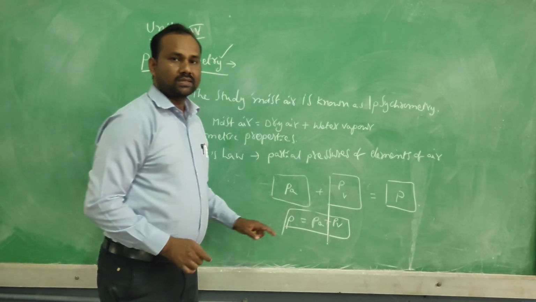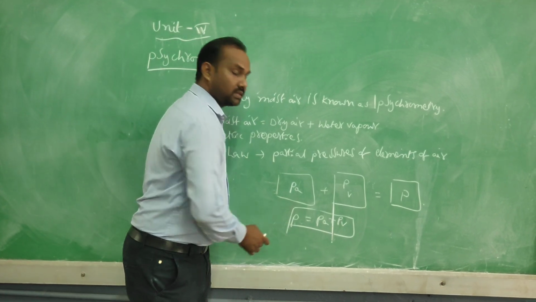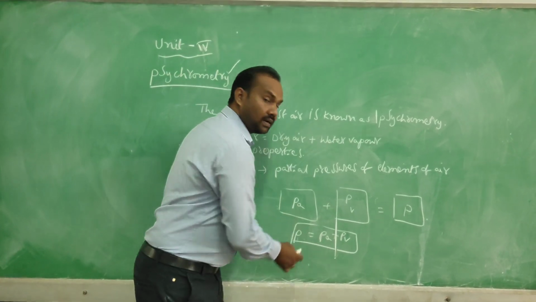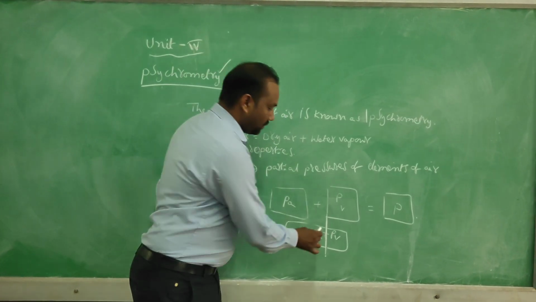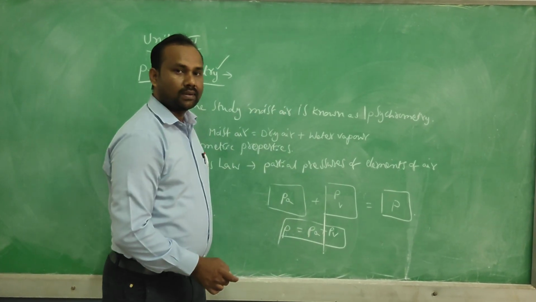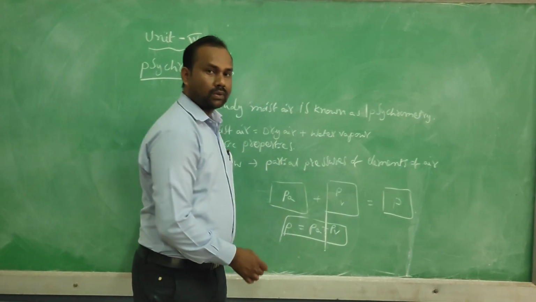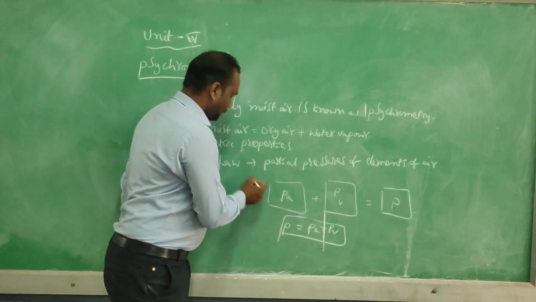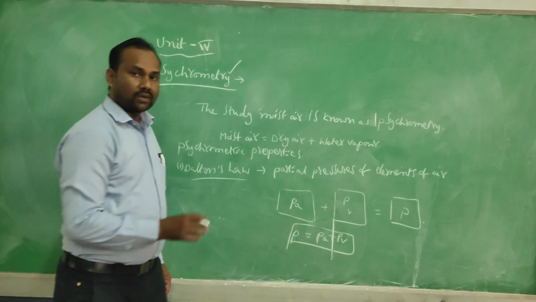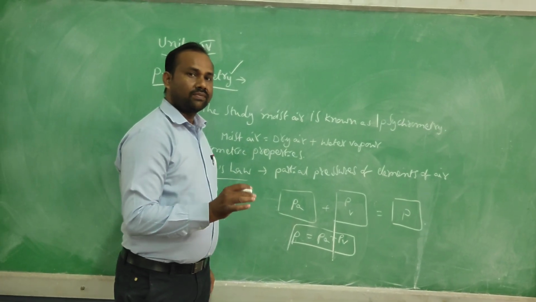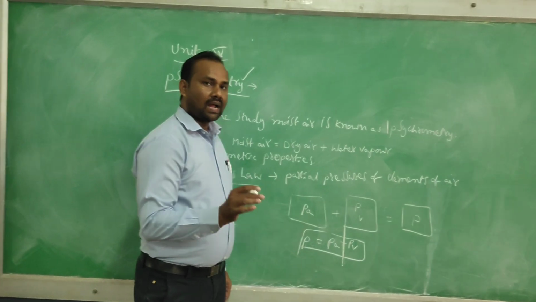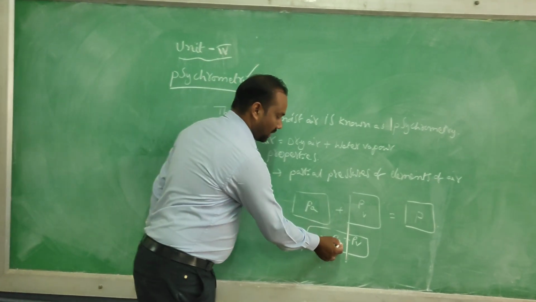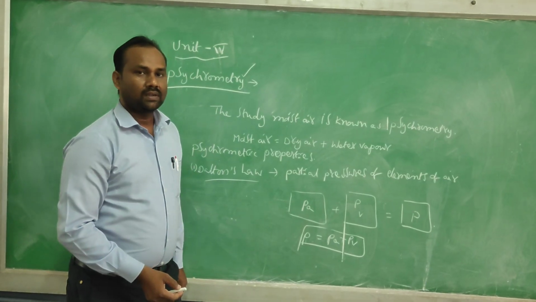where P is called the total pressure of the given moist air, PA is called the pressure exerted by the dry air elements, and PB is called the partial pressure exerted by the water vapor. So Dalton's law states that the total pressure exerted by the given moist air at a given temperature is equal to the algebraic sum of the partial pressures exerted by the individual elements.